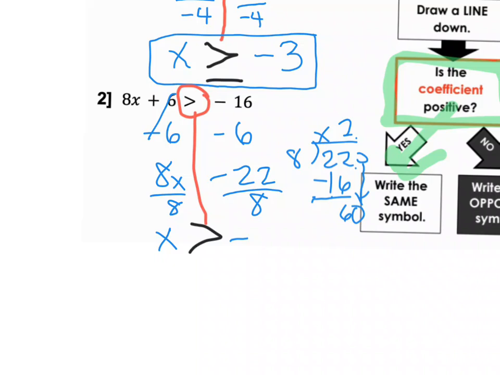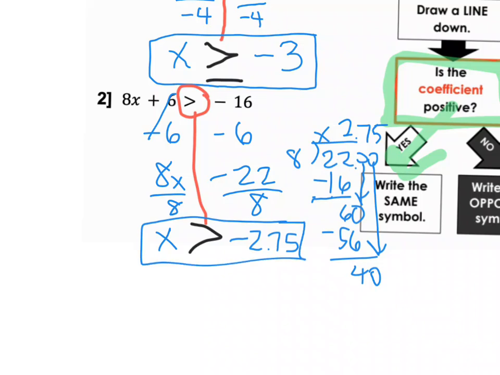Now I need to know 8 into 60. That'll go 7 times, which is 56. Leave me with a 4. Bring down another 0. And 8 goes into 40 5 times. So x is greater than negative 2.75. And that's my solution.